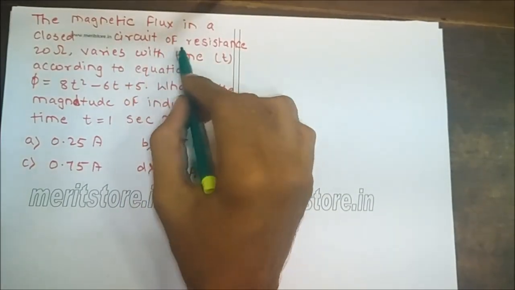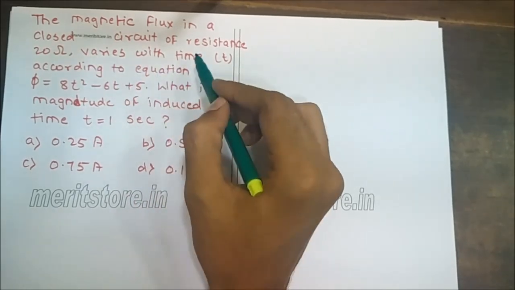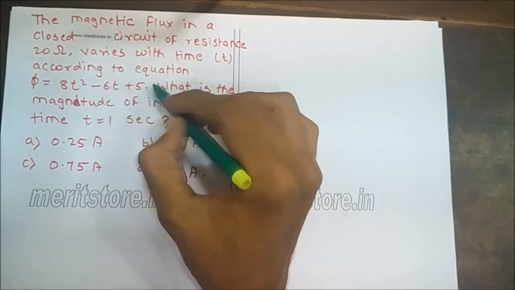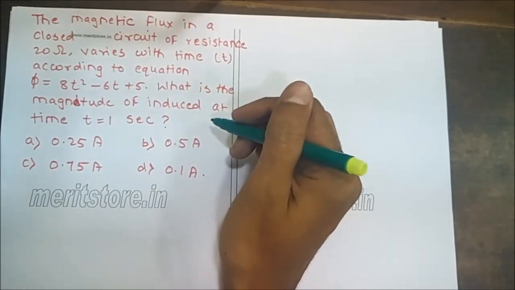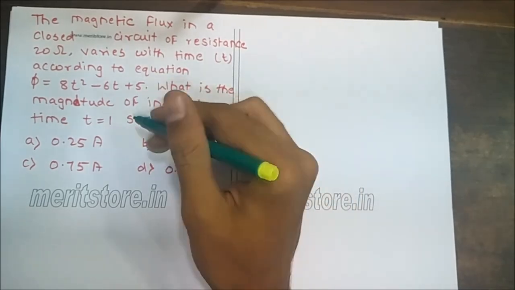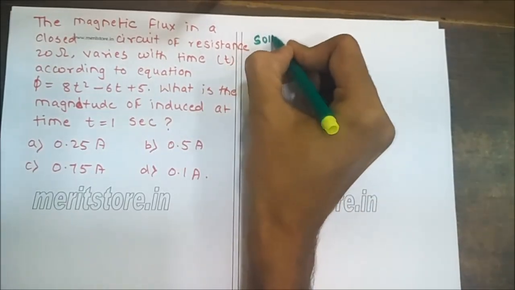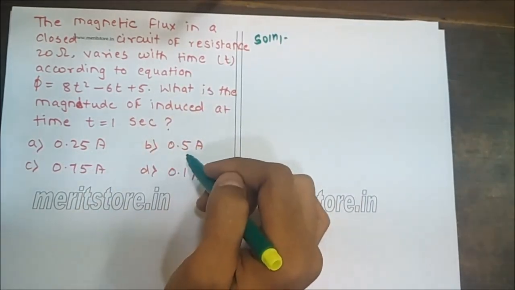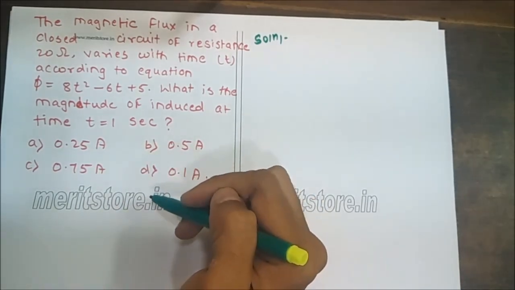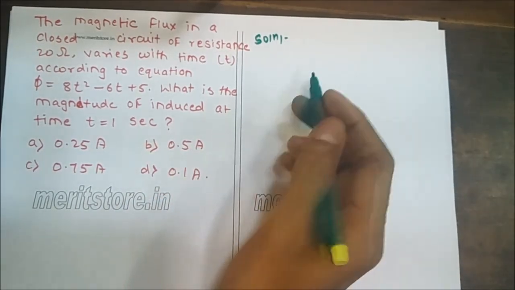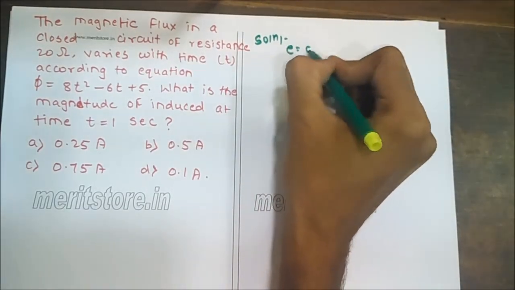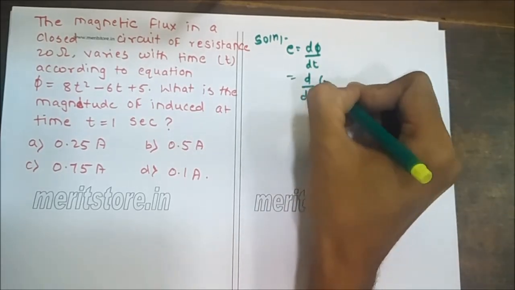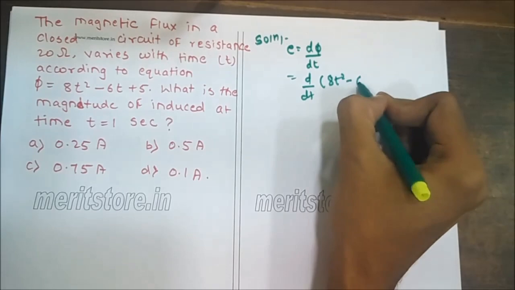The magnetic flux in a closed circuit of resistance 20 ohms varies with time t according to the equation φ equals 8t square minus 6t plus 5. What is the magnitude of the induced current at the time t equals 1 second? The options given are 0.1 amperes, 0.25 amperes, 0.5 amps, 0.75 amps, or 0.1 amps. So we need to find the current here, and that will be given by the formula E equals dφ by dt, where φ is 8t square minus 6t plus 5.